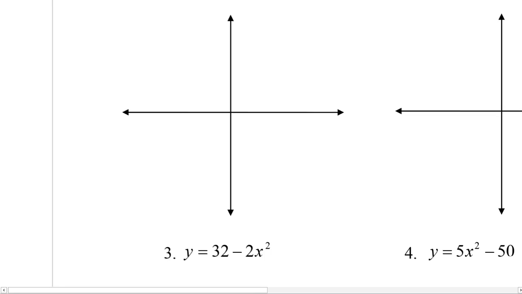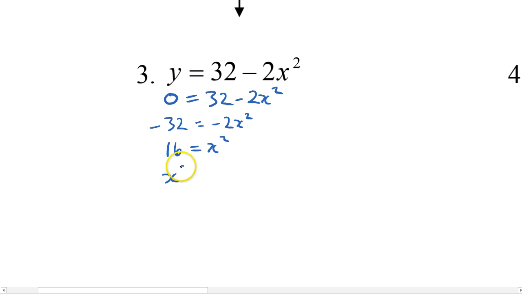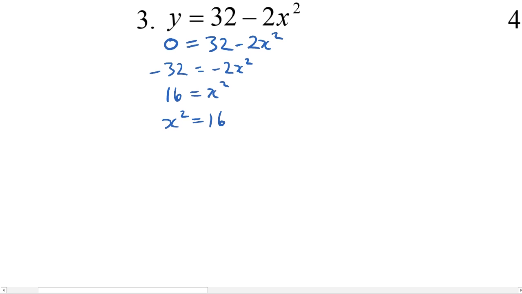Now moving over to question number 3. Where is it? There it is. Let's do the same thing now. Let's find the x-intercepts. So that's when y is equal to 0. So 0 is equal to 32 minus 2x squared. We're going to subtract 32 from both sides. And then we'll divide both sides by negative 2. Maybe I'll switch it around here. x squared is equal to 16. So x is going to be equal to plus or minus 4.